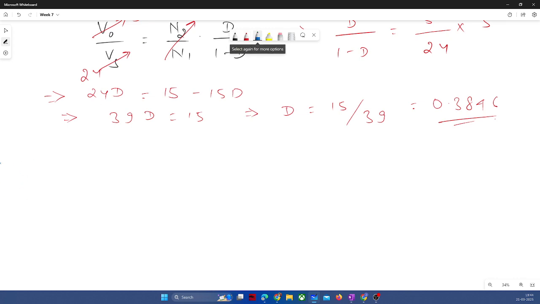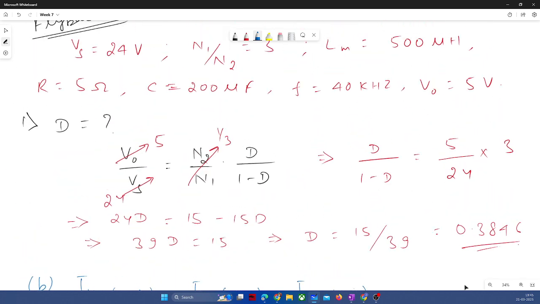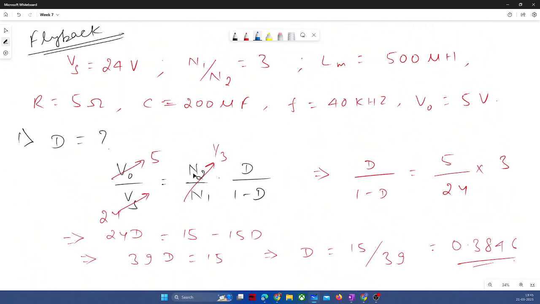In part B, it is asked to compute magnetizing current: average value, maximum value, and minimum value. ILM average, ILM max, ILM minimum. Sir, N2 by N1 is 3, right? Or N1 by N2? N1 by N2 is 3. That's why I took N2 by N1 is equal to 1 by 3. Okay, sir.